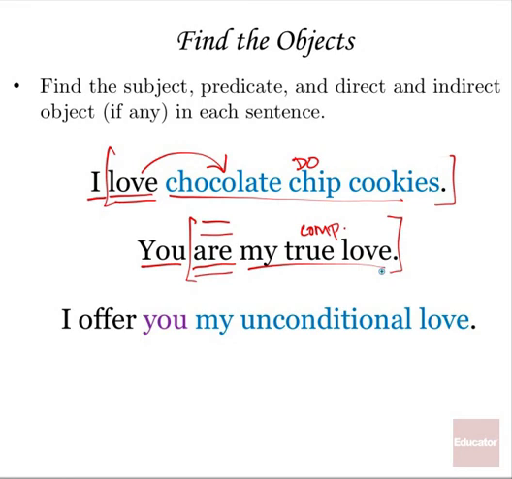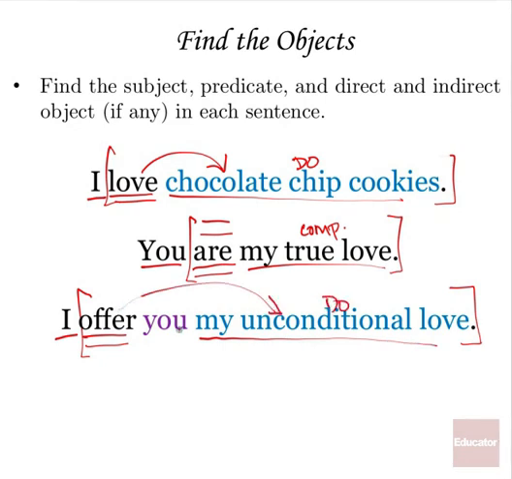I offer you my unconditional love. I is the subject. Offer is the verb. Offer you my unconditional love is the whole predicate. Now what's actually receiving the offer, remember it's actually taking the g-forces of the ball being thrown, is my unconditional love. So it's receiving offer, and you are receiving love, which makes you the indirect object.